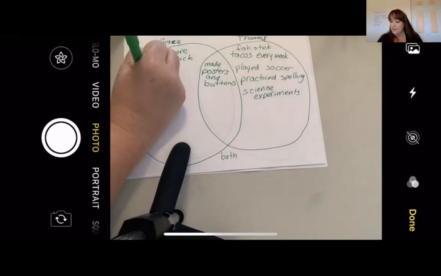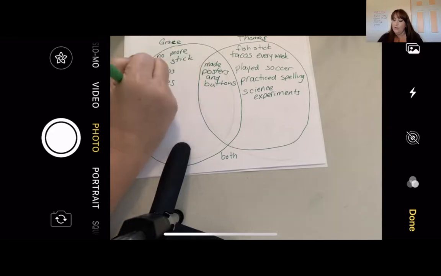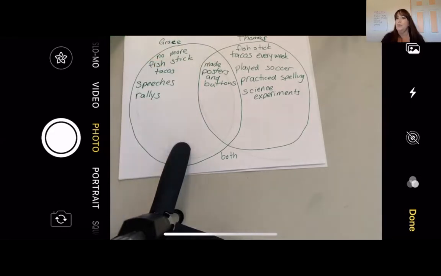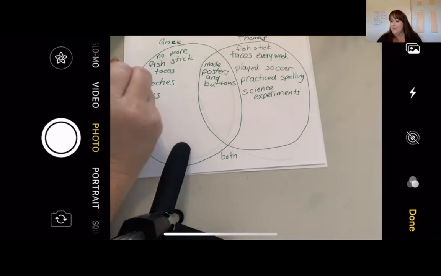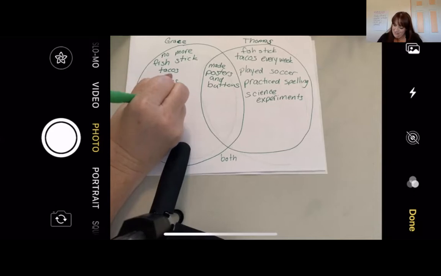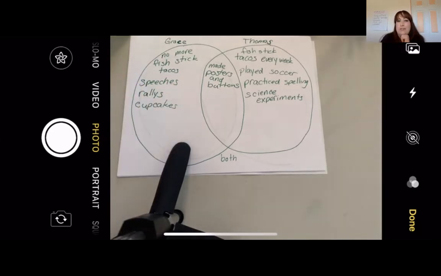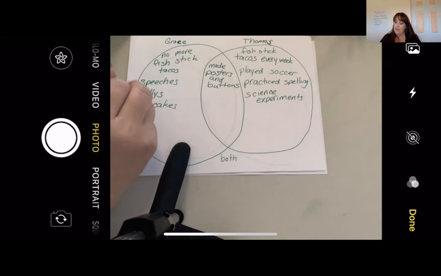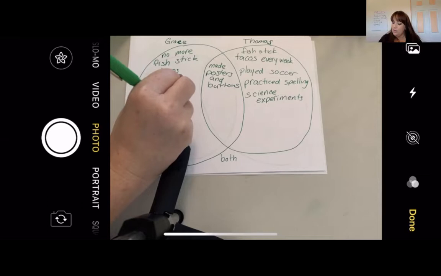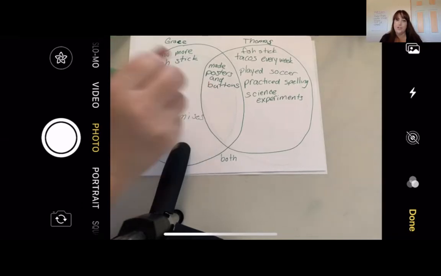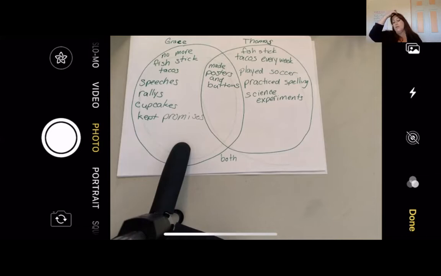She did speeches, rallies. What did she give out? What's our favorite thing? Cupcakes. What else did Grace do? Okay, I can see that. She kept her promises. She kept promises even before the voting. Do you remember that? She joined that committee. She was cleaning up, making the school beautiful, and she was helping in the cafeteria before she even got voted.